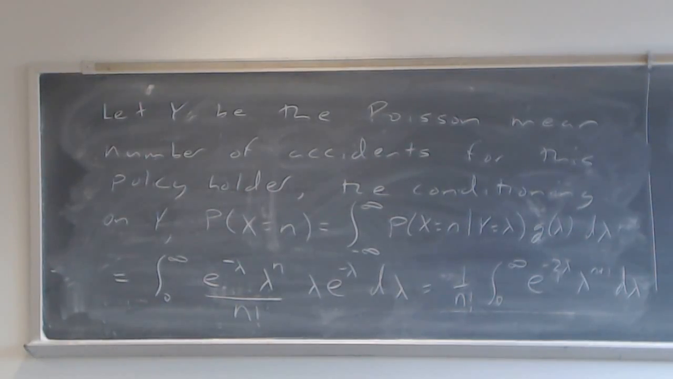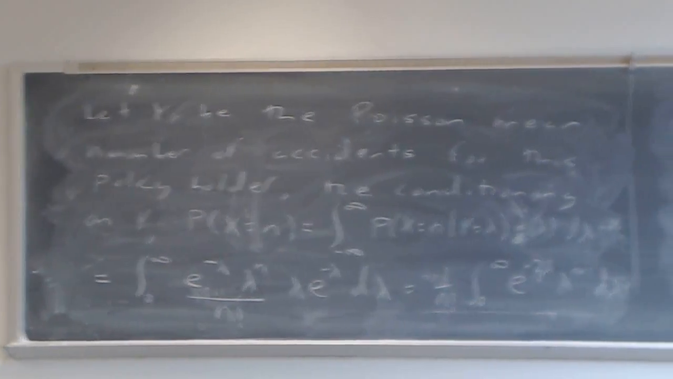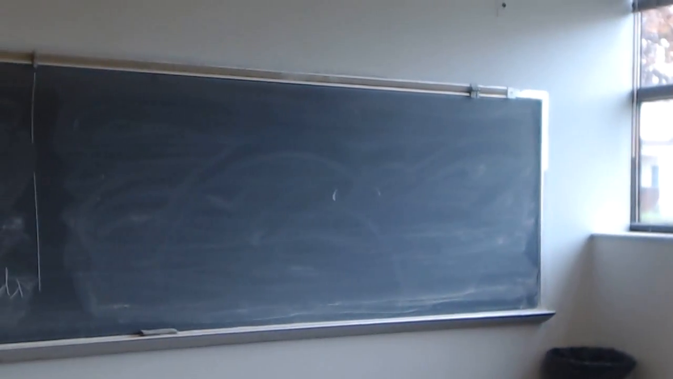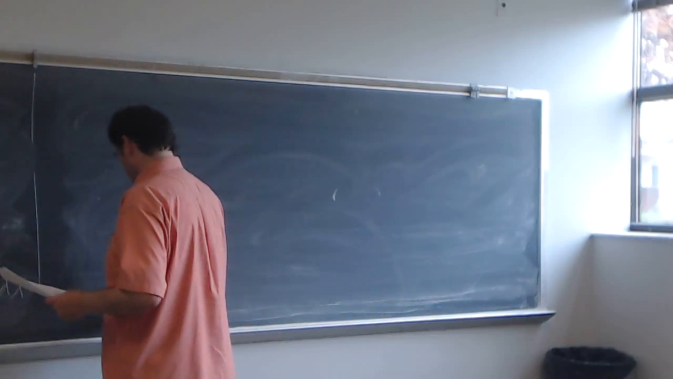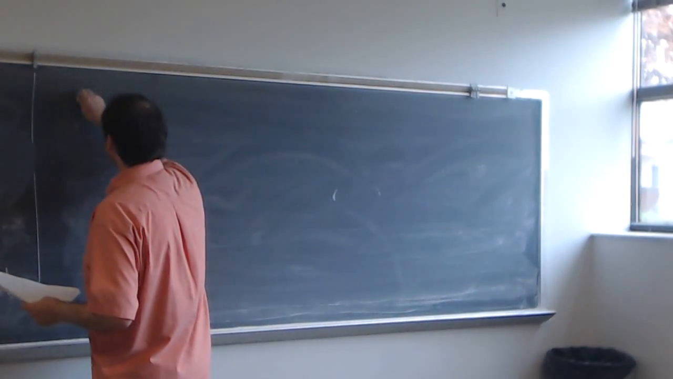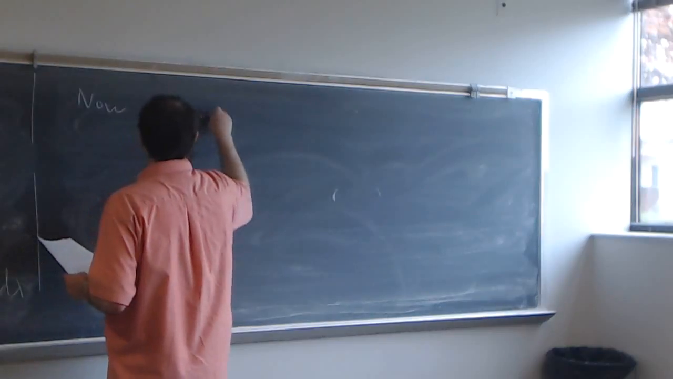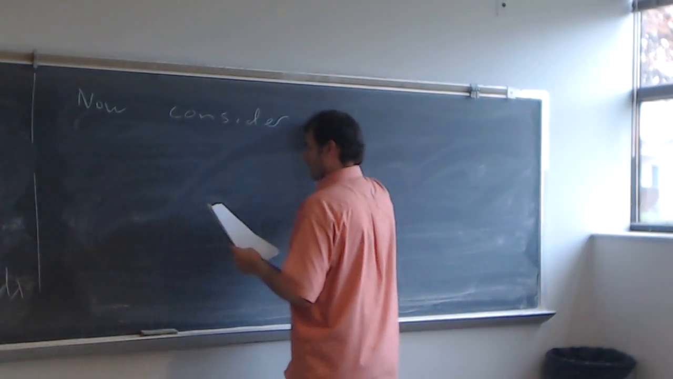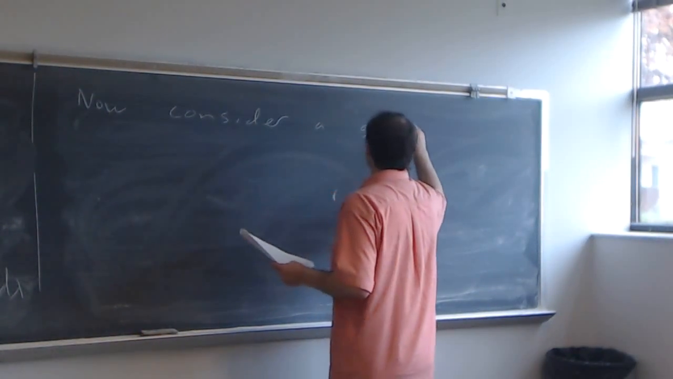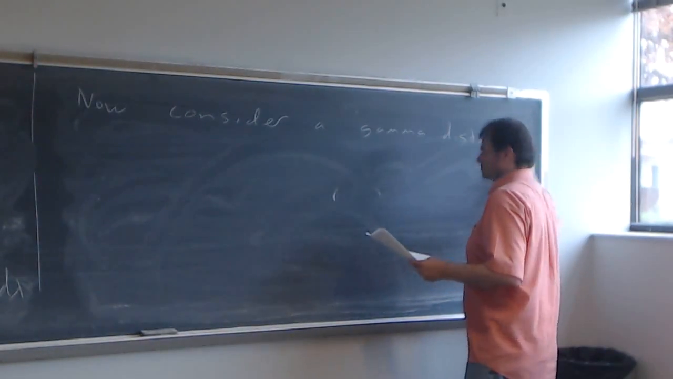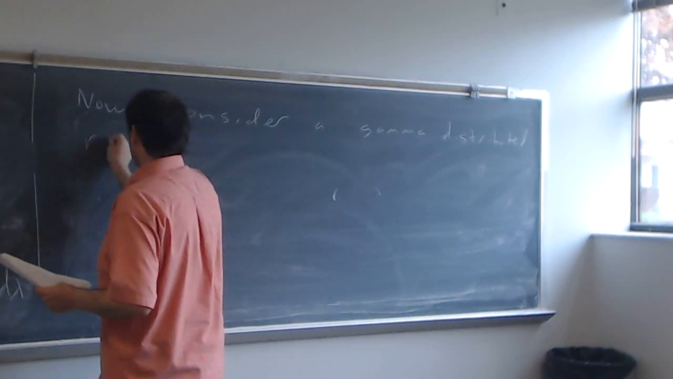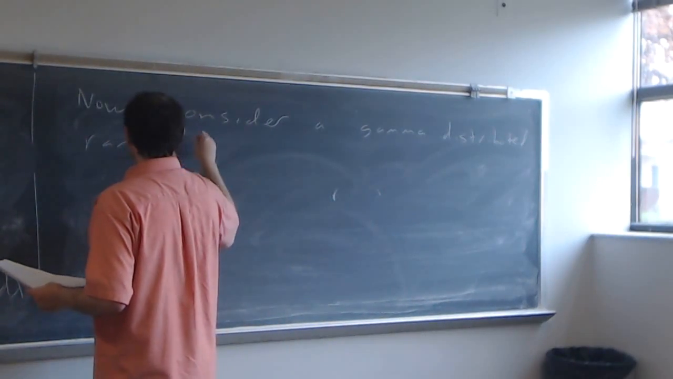Well, we need to calculate that integral there at the bottom. To do that, we need to recognize it's similar to a specific type of integral. So let's work on that. So here's what we do. Now consider a gamma distributed random variable, big lambda.